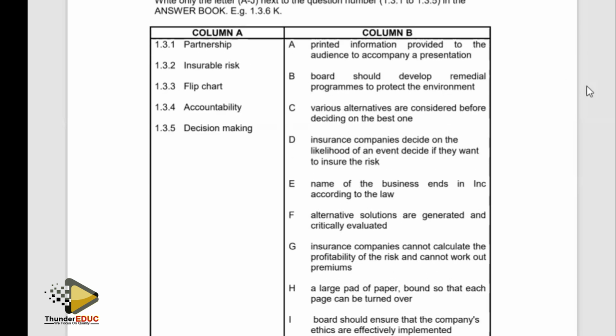Okay, right. So now under column A, we are given partnership as 1.3.1. The second one, we have insurable risk. The third one, we have flip chart. Then the fourth one, we have accountability. Then 1.3.5, we have decision making.